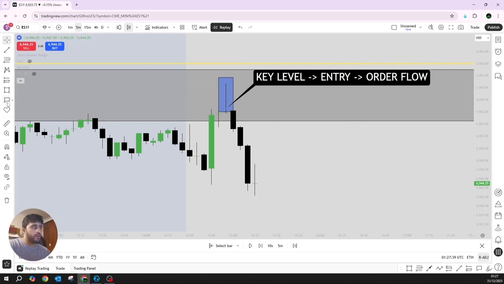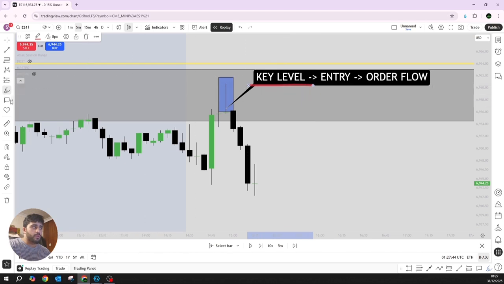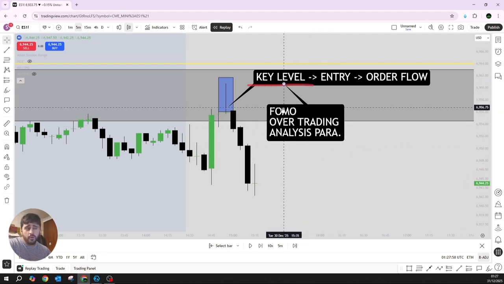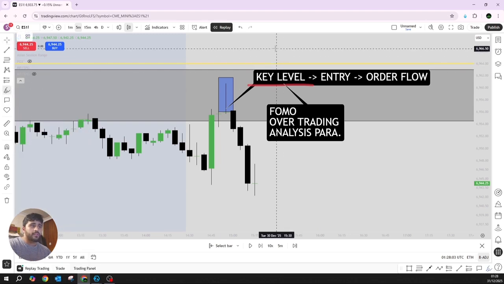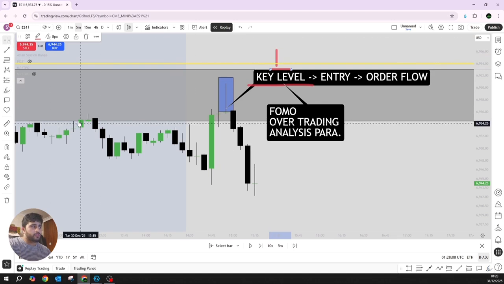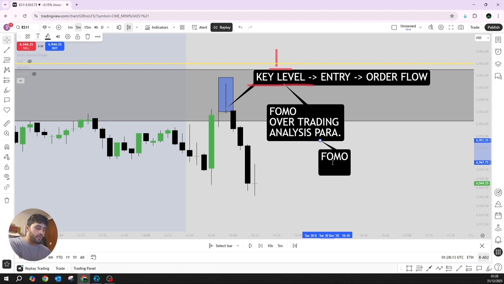Now, a lot of people don't define their key levels. So this is what results in the psychological problems that people have. If you're a trader who goes through FOMO, fear of missing out, overtrading, or even analysis paralysis as well, it's probably because of step one. You haven't defined your key levels properly.